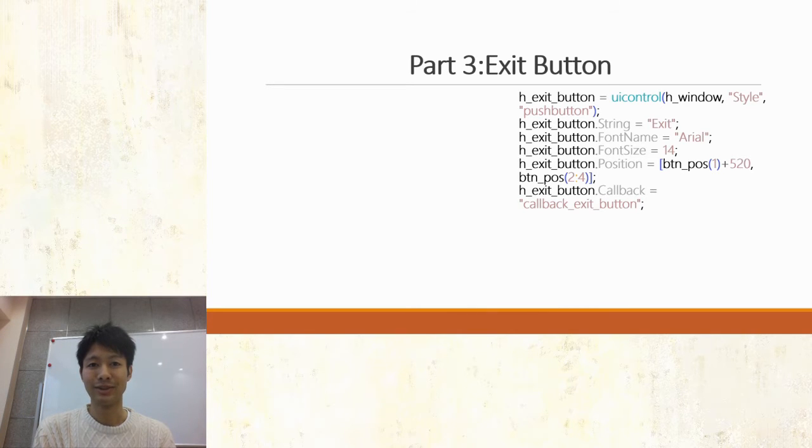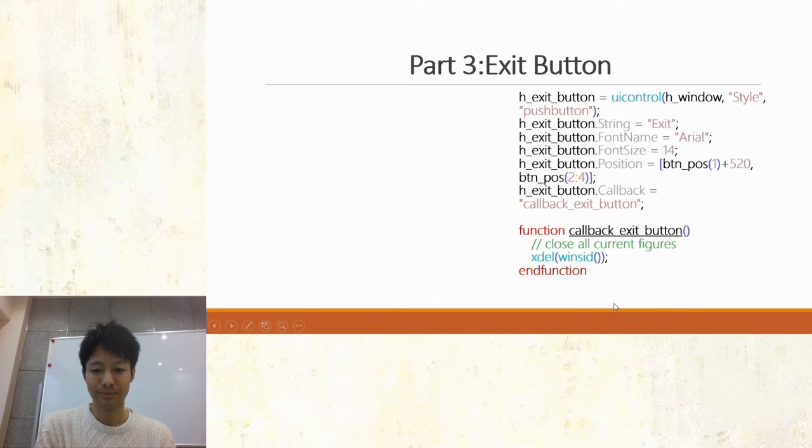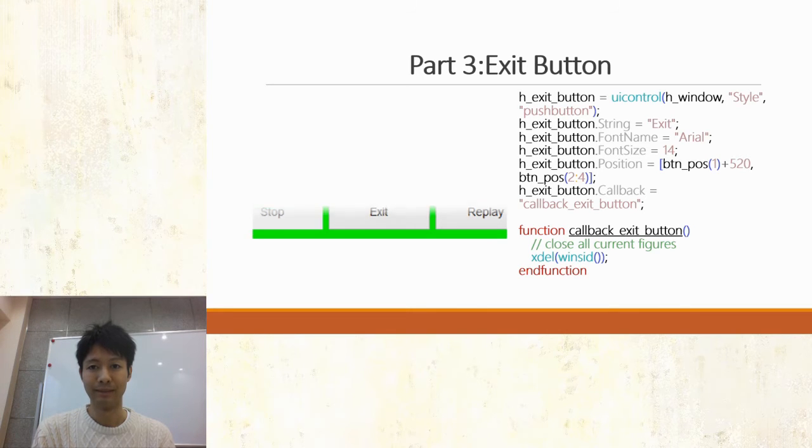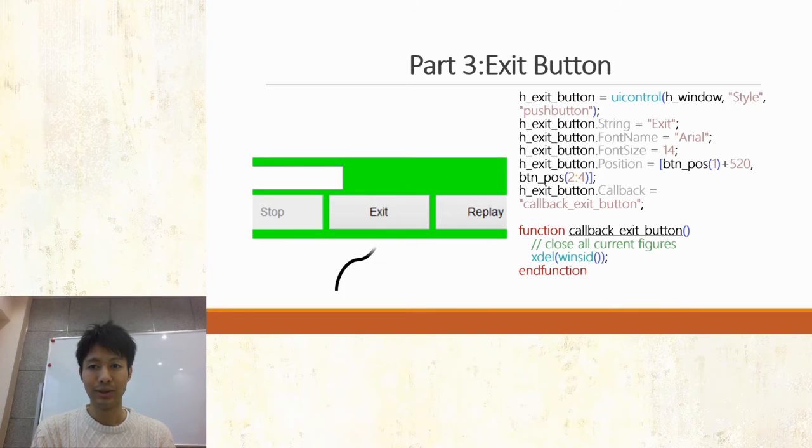In utility functions area, we defined callback exit button as a function. Therefore, callback exit button is worked. And we wrote xdel, which is used to close all current figures. This one. To close all current figures means to exit from Scilab audio player. So we could make exit button. This one.